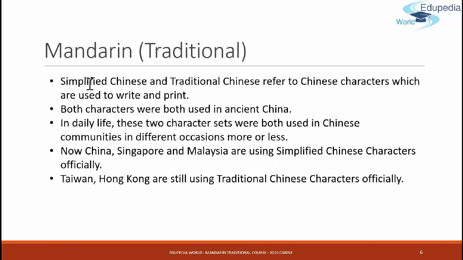in the reference. On this online passage, the main idea is that simplified Chinese and traditional Chinese refer to Chinese characters which are used in writing and print. Both were used in ancient China. In daily life, these two character sets were both used in the Chinese community on different occasions, more or less. Now China, Singapore and Malaysia use simplified Chinese characters officially, and Taiwan and Hong Kong still use traditional Chinese characters officially.